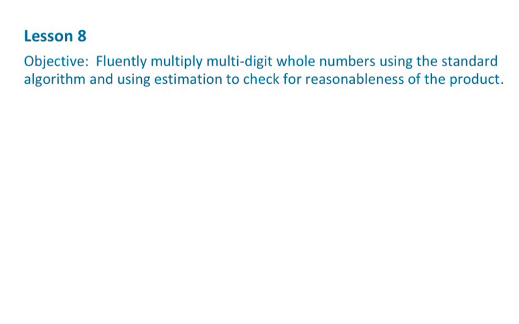This is Grade 5, Module 2, Lesson 8, and the objective is to fluently multiply multi-digit whole numbers using the standard algorithm and using estimation to check for reasonableness of the product. So in this case, we're not using the area model. We're really going to have the students stick with the standard algorithm.